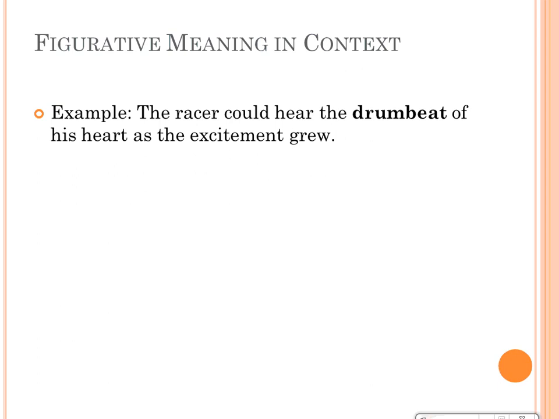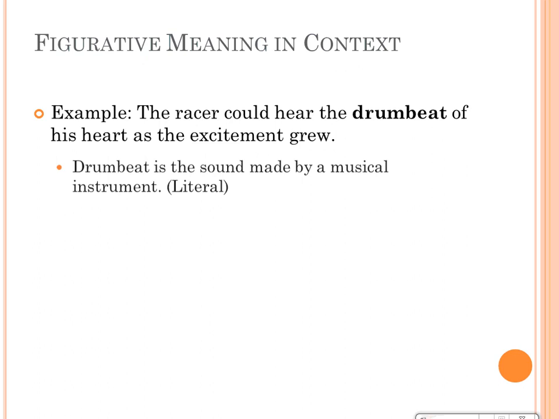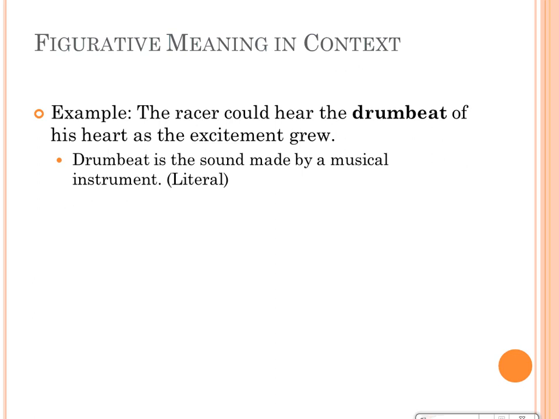You know that a drumbeat is a sound made by a musical instrument. This is its literal meaning. Its use in the sentence above tells you just how hard the racer's heart was beating, like a drum, so it's being used in a figurative way. It is a way for the writer to state more clearly or strongly what he is trying to say. When you see a word you know and it's not used in a literal or exact way, it's probably being used in a figurative way. Context will help you decide whether the meaning is literal or figurative.